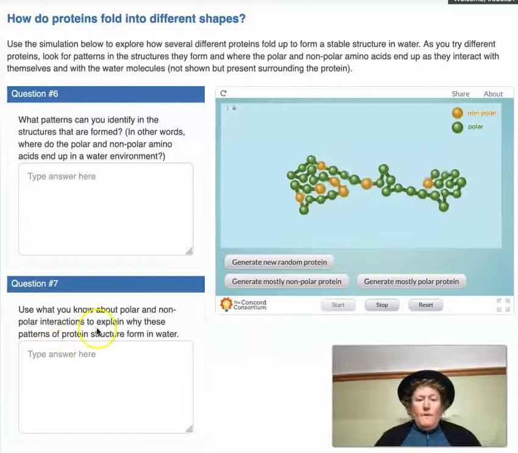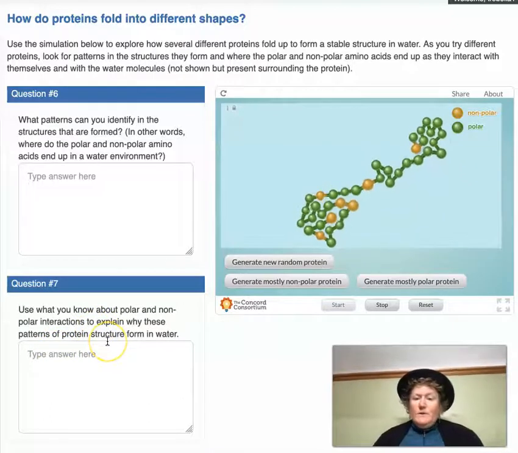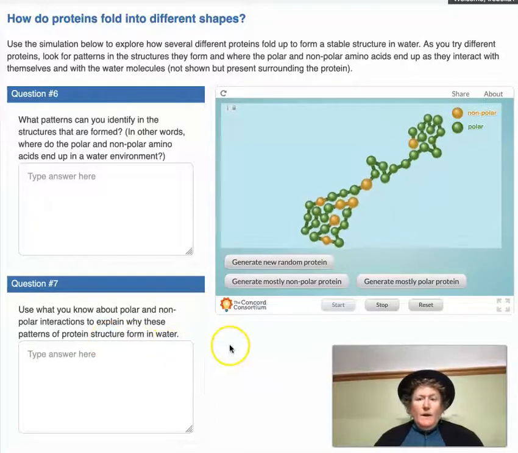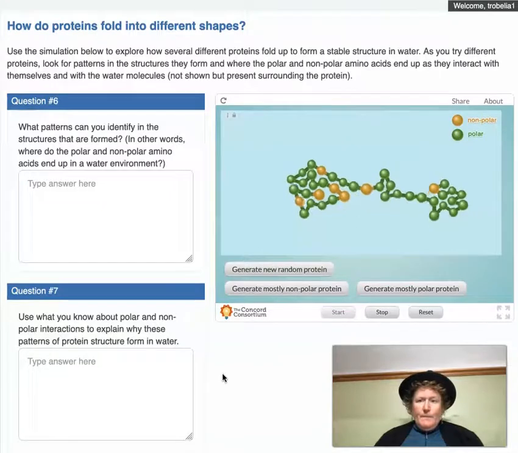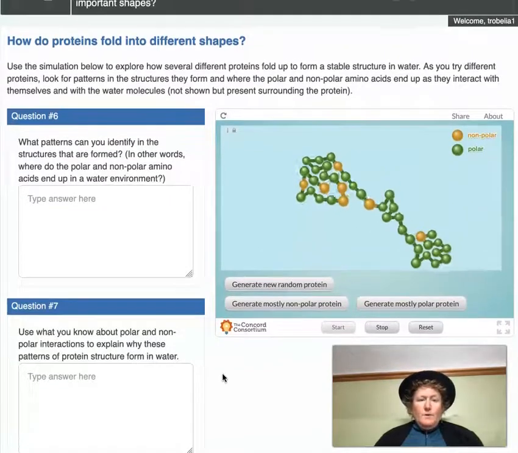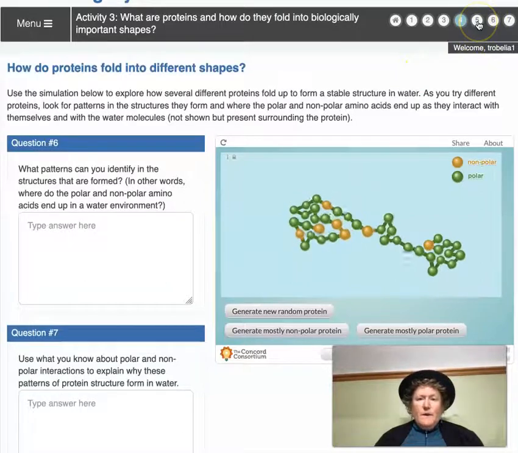So we can use what we know about polar and nonpolar interactions from the first part of the lab to explain what's going on here with our simulation. So I'll let you finish questions 6 and 7. You can pause the video, and I'm going to go on to page 5.